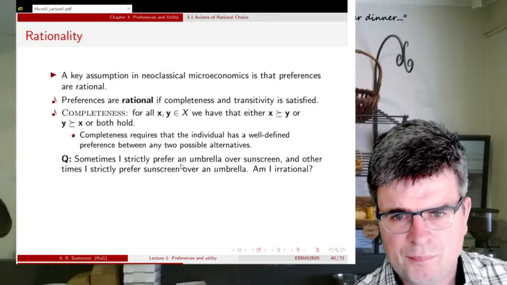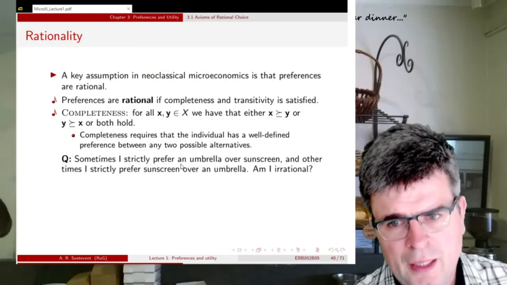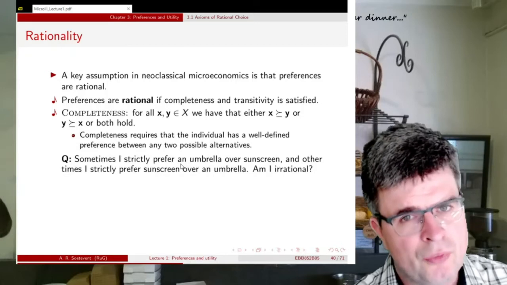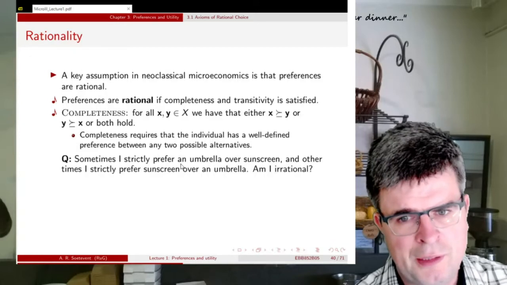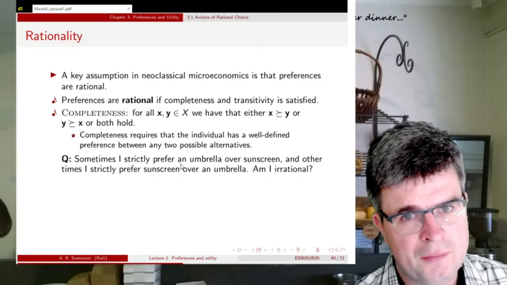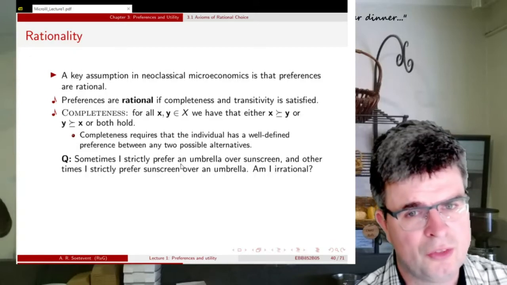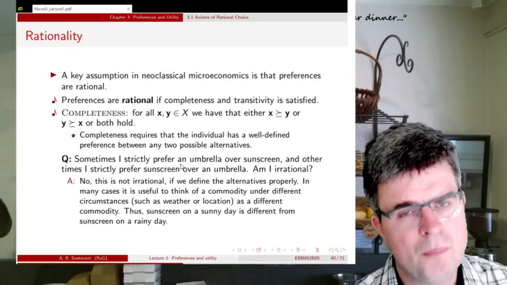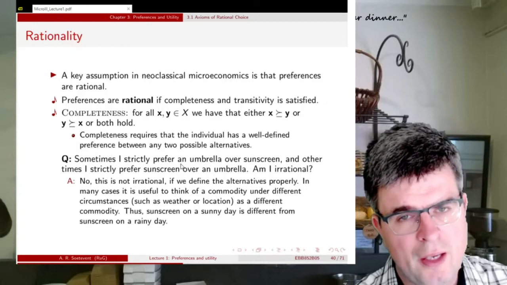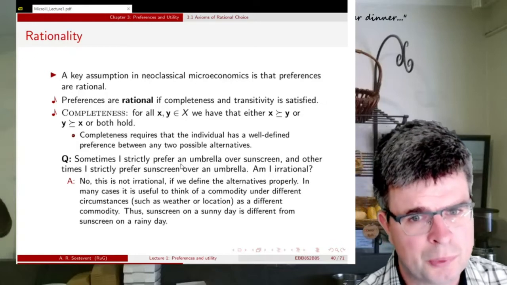That's one. So then the question you may have is, okay, but sometimes I prefer an umbrella over sunscreen, and other times I prefer sunscreen over an umbrella. Am I irrational? Because it's not true that I always have the same preference relationship. Now, the answer is no, this is not irrational if you define the alternatives properly.